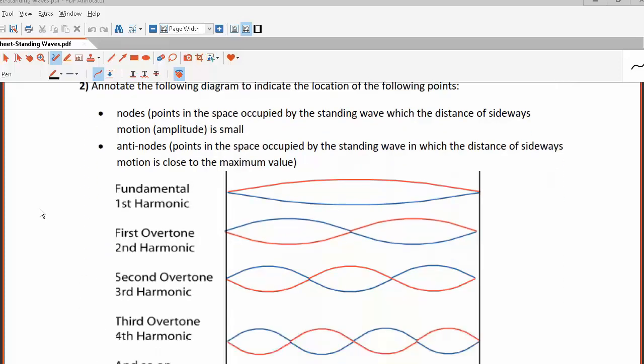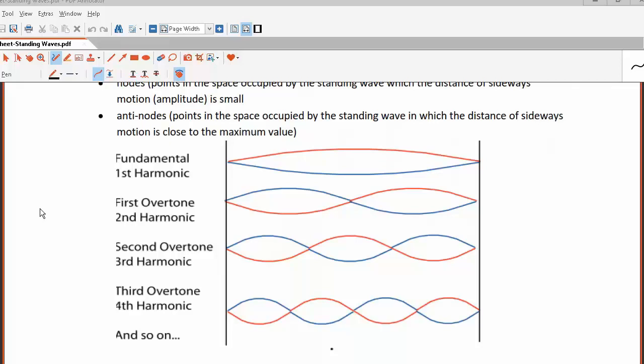In question 2, we have to annotate diagrams of the standing waves to indicate the nodes where the amplitude is small and the antinodes where the amplitude, or where the vibrations or the displacements, are large. So let me indicate a node with a letter N and an antinode with a letter A.